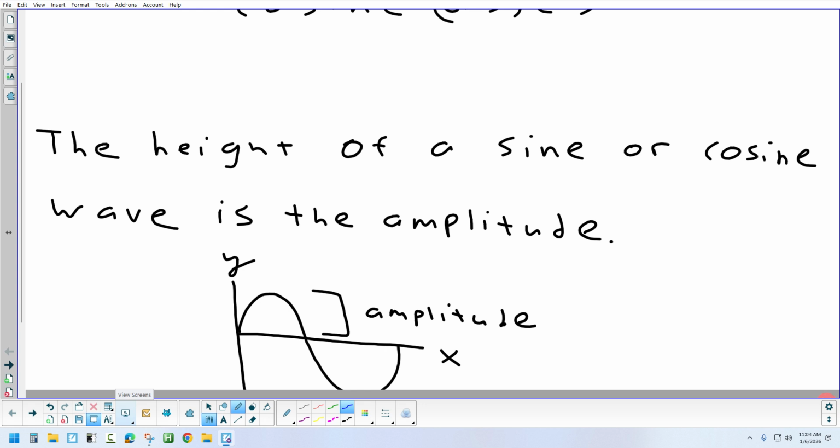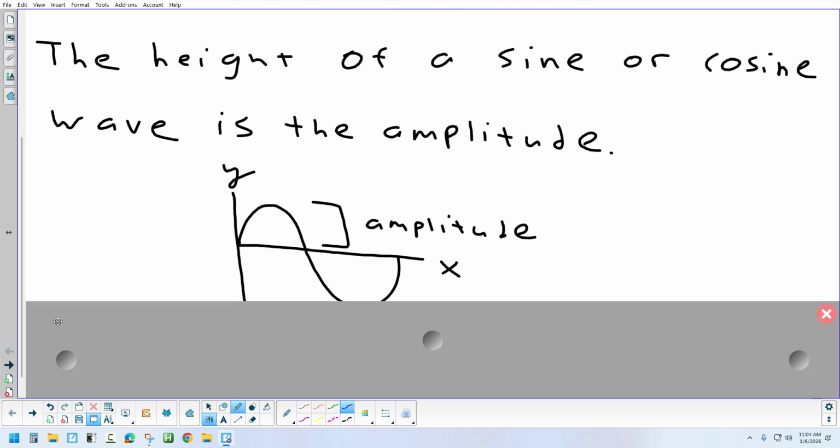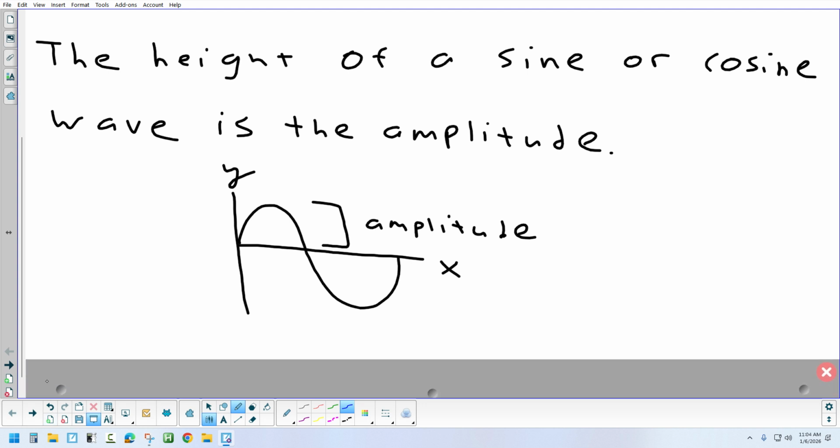But the amplitude is a measure of distance from the center line. Because it's measuring distance, what kind of number does it always have to be? Yep. Positive. It does have to be positive. So whenever I ask you for the amplitude of a function, you have to give me a positive number.